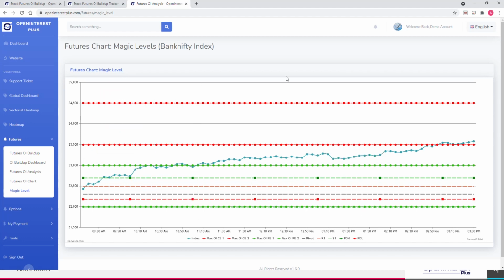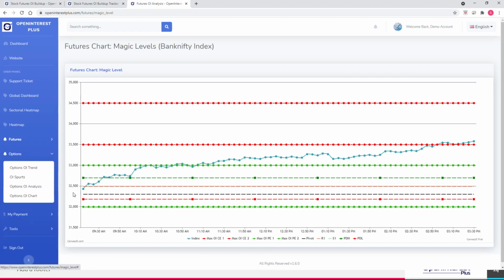So I look at this tab, and based on that I take it along with my technical setup. I know where my support is here. I don't look at any other support. I know where my support is, I know where my pivot level is, and then I supplement my data with the options.